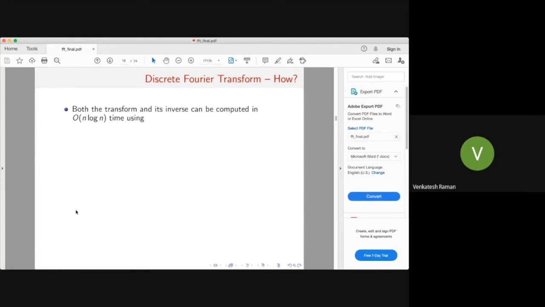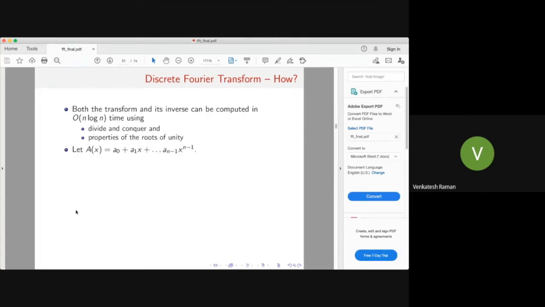This could be a big difference when n is very large. When n is 2 power 50, log n is just 50, because log is always to the base 2 for us. So it can make a big difference. And how do we do it? I'm going to tell you in this slide how to compute the transform and its inverse in n log n time using divide and conquer and properties of the roots of unity.